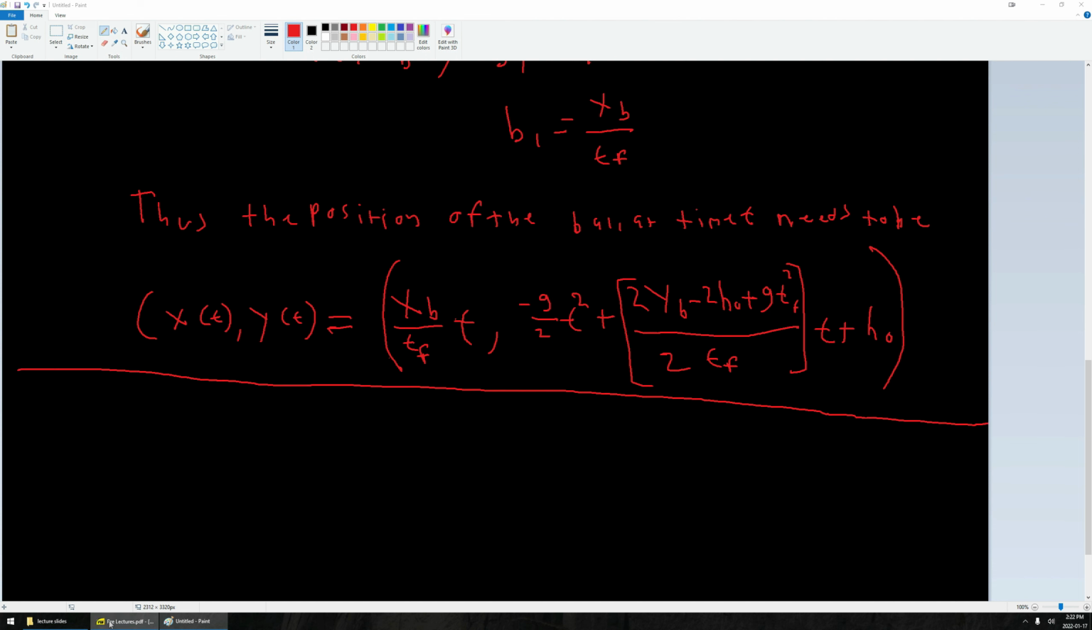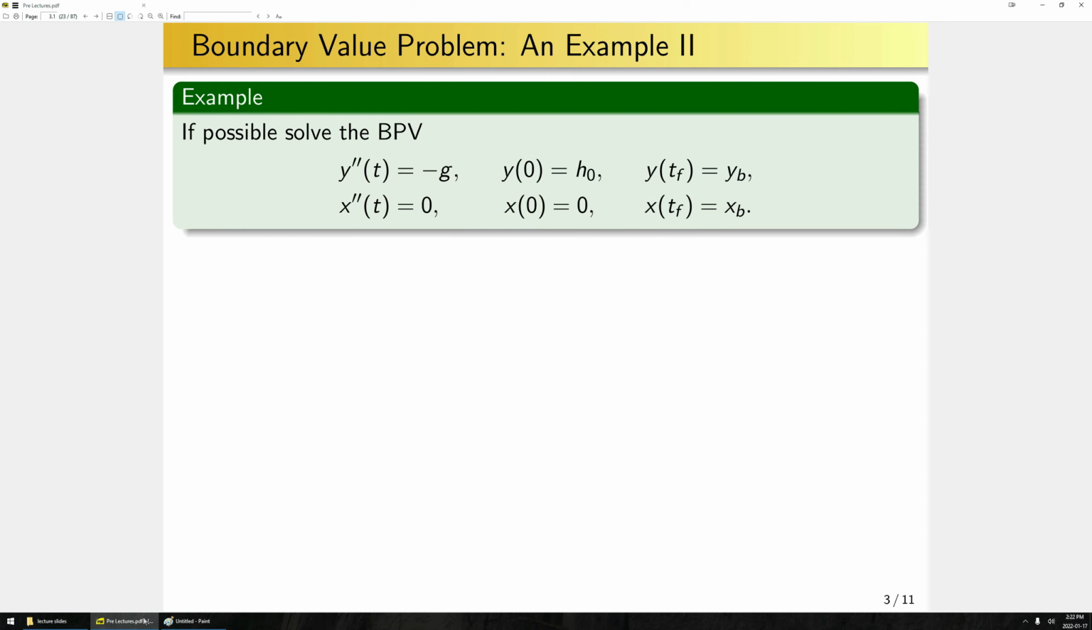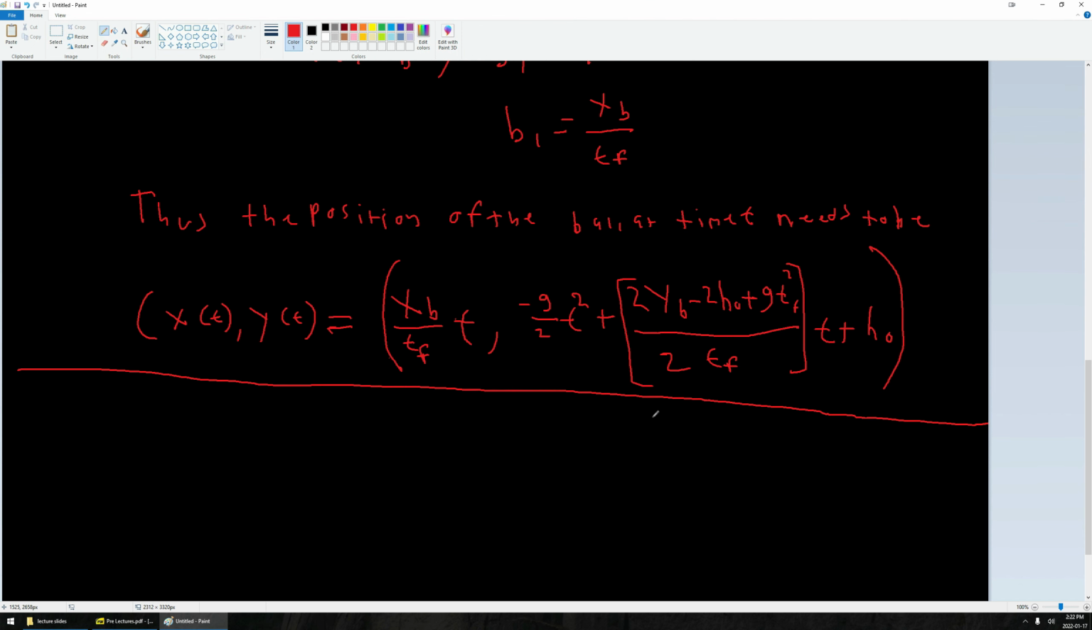I've now solved the boundary value problem, so I've done what I set out to do. But let's interpret this in terms of what the velocities need to be. My initial velocity, the thing that I have control of, was simply x prime of 0 and y prime of 0, right? That's the thing I really wanted to know: how do I throw it such that it hits the basket? Well, direct computation gives, if I take this derivative with respect to t, I just get x_b over t_f.